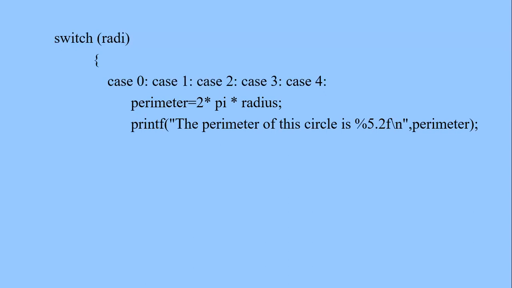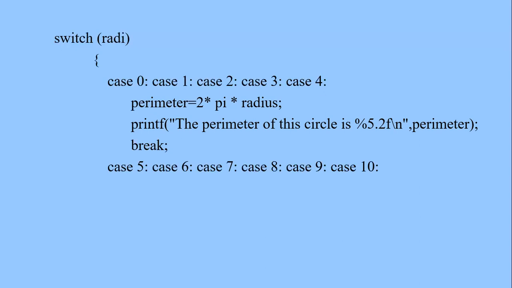So if this expression evaluates to case 0, case 1, case 2, case 3, or case 4, that means 0 to 4. We don't write it as case 0 colon 4. No, we write them as separate: case 0 colon, case 1 colon, case 2 colon, case 3 colon, case 4. So if our expression generates any of those values, 0, 1, 2, 3, or 4, our program will execute perimeter and display the perimeter. And then we end the execution or the checks.